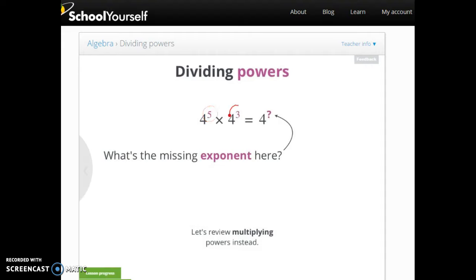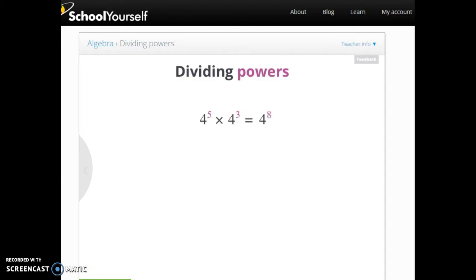Right, you can add these exponents. So 3 plus 5 is 8. So 4 to the 3rd times 4 to the 5th equals 4 to the 8th.